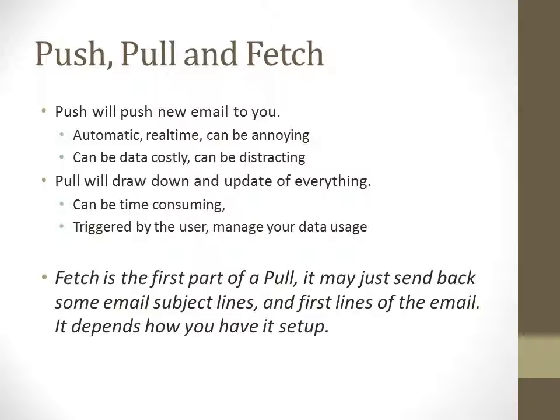So pull is the opposite. You have the control, you trigger when the update happens. But pulling means that it's a sort of grand overall update of everything. When you trigger a pull, it will draw down all the new email messages, all the new calendar invites and everything. And it can be time consuming if there's a lot of information that comes down at once.